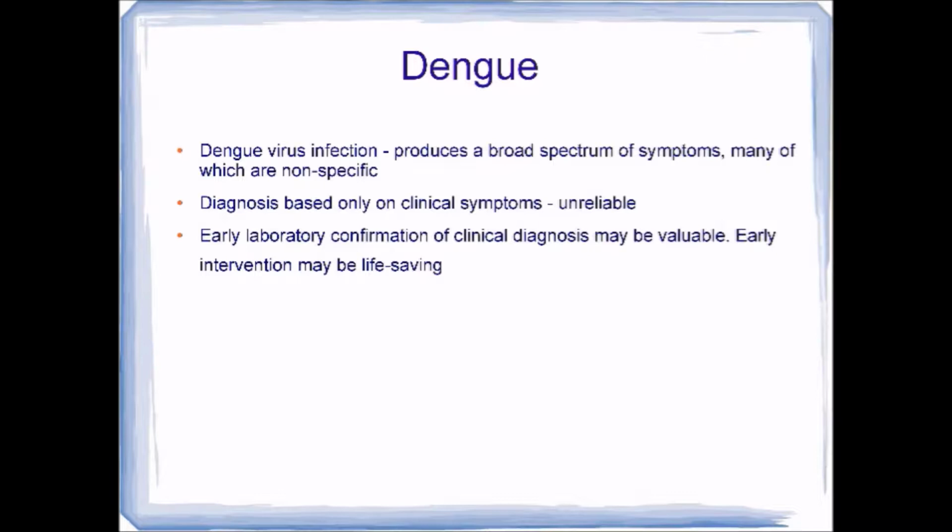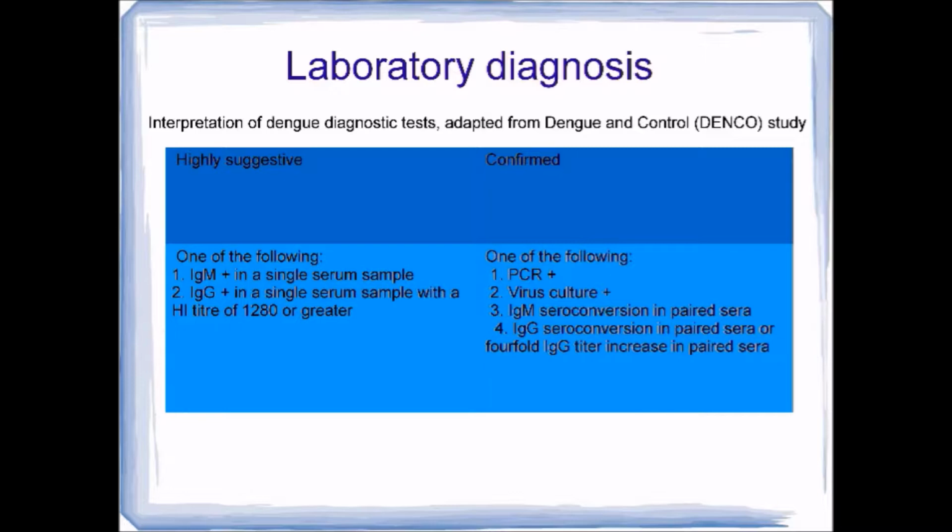Early laboratory confirmation of clinical diagnosis may be valuable, because some patients progress over a short period from mild to severe disease and sometimes to death. Early intervention may be life-saving. In order to prevent dengue infection, first of all we need to know how to diagnose a dengue infection.